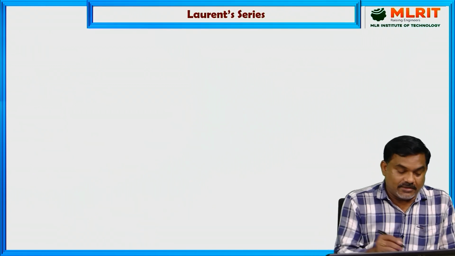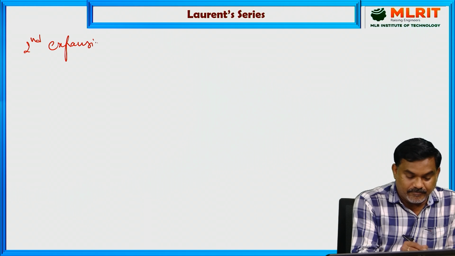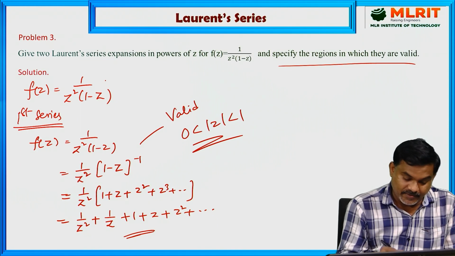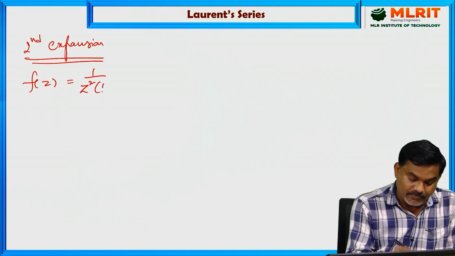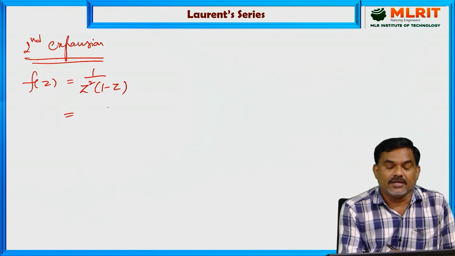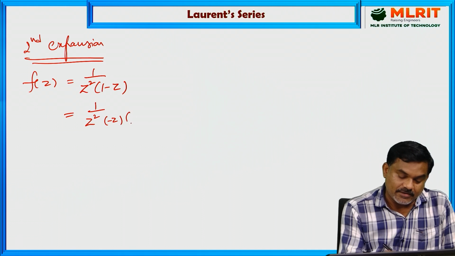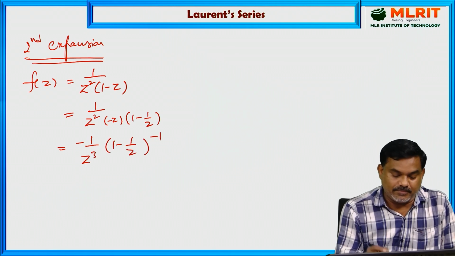Similarly, the second Laurent series expansion. What is given f of z? 1 by z square into 1 minus z. So this is 1 by z square. Now I'll take minus z common here, then 1 minus 1 by z. So this becomes minus 1 by z cube, 1 minus 1 by z whole power minus 1.